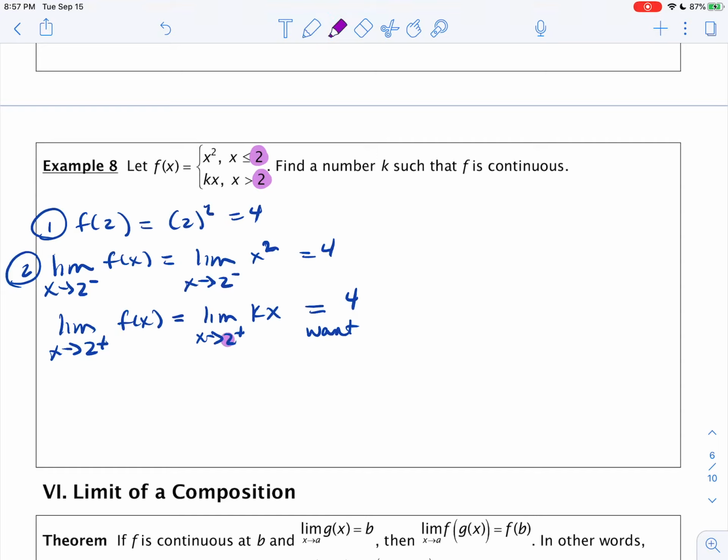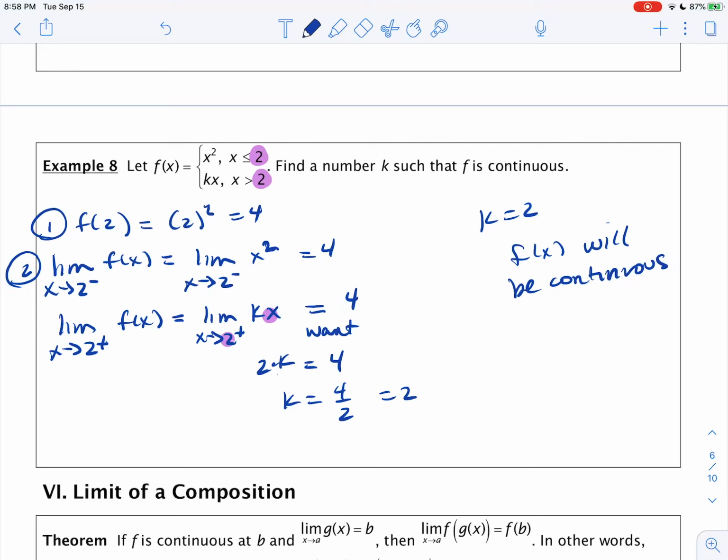So, what do we do when we calculate limits? Our first approach is to substitute our value. So we want 2 times k to equal 4. And so now we can solve for k. And k here is going to be 4 divided by 2, which is 2. So for k equal to 2, f of x will be continuous at x equal to 2 and all other values of x.